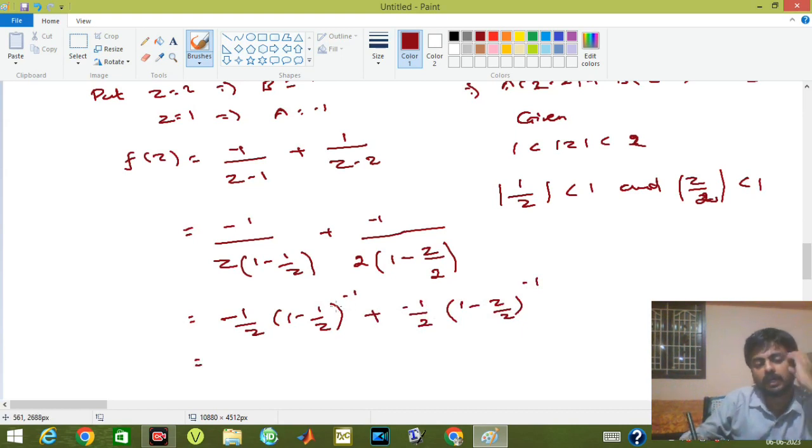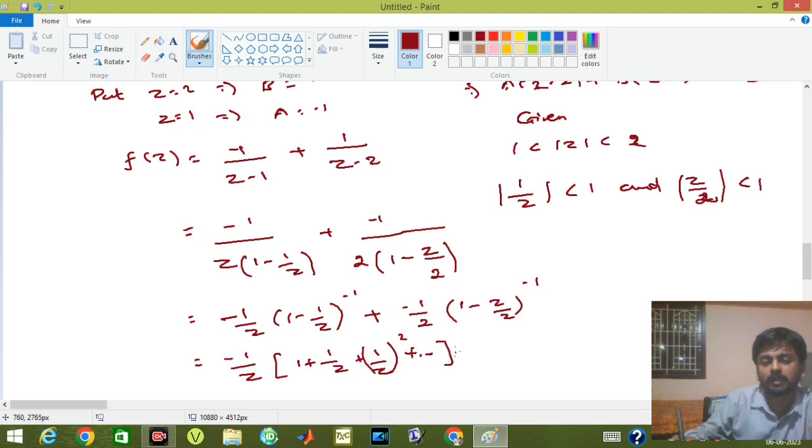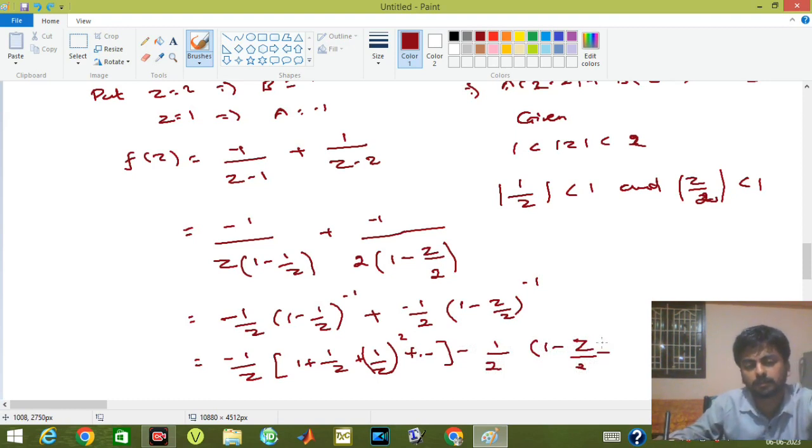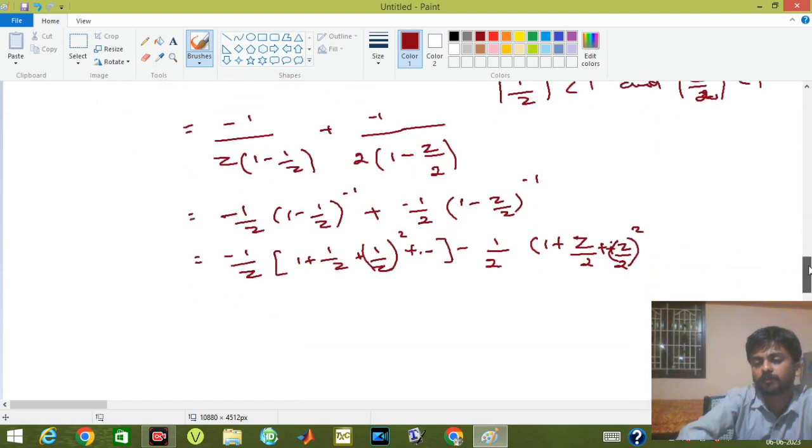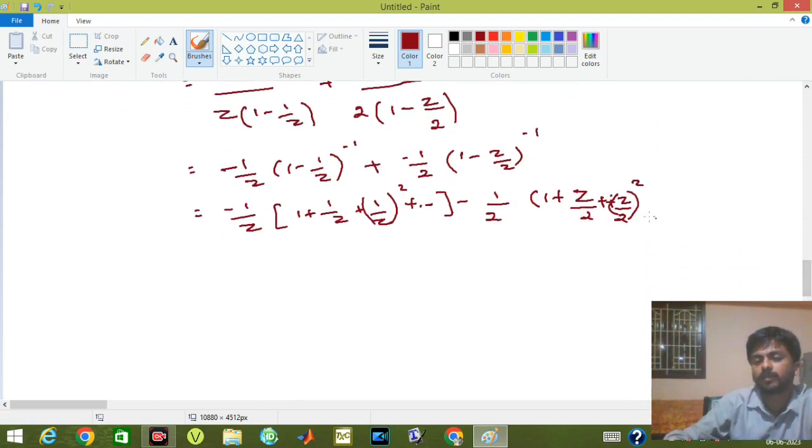Since I am having minus inside and outside, in the exponent, I will have minus 1 by z of 1 plus 1 by z plus 1 by z square plus etc., plus 1 by 2 into 1 plus z by 2 plus z by 2 the whole square plus etc.